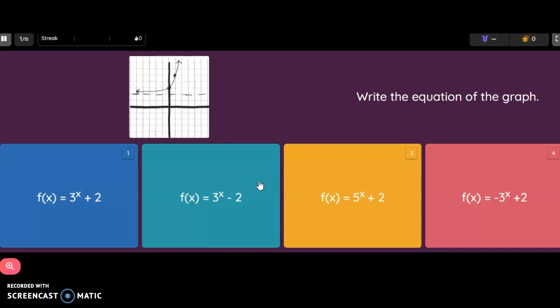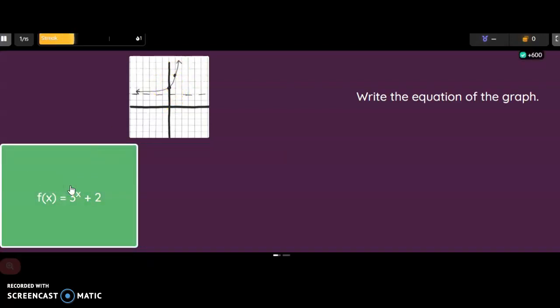So this says write the equation of the graph. I see here that I have a y-intercept of 1, 2, 3. So I know it's going to have to be one of these. And I know that the difference between here to here is 2. Let's try that one.